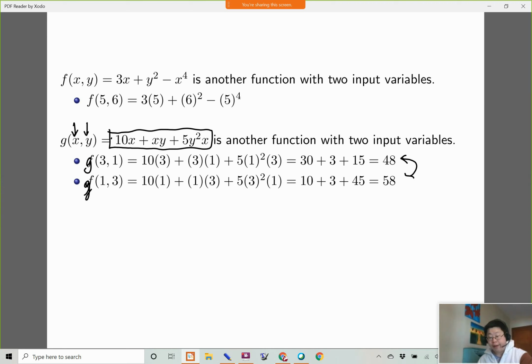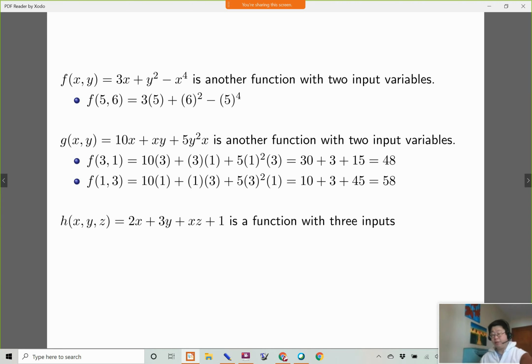On this slide, I have an example of a function with three inputs as well. So this is new, but again, I don't think it'll be too bad. You've got a function named h with input variables x, y, and z. Three input variables, and here's the formula for the output. To find h of 10, 9, 8, we should plug in 10 for every x, plug in 9 for every y, plug in 8 for every z that we see. Boom, that number.